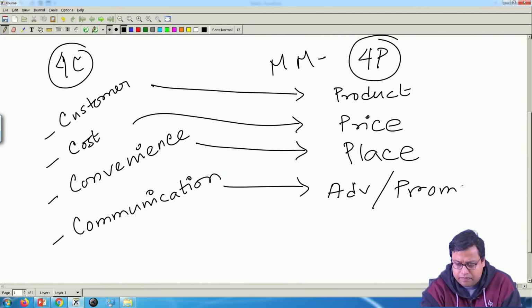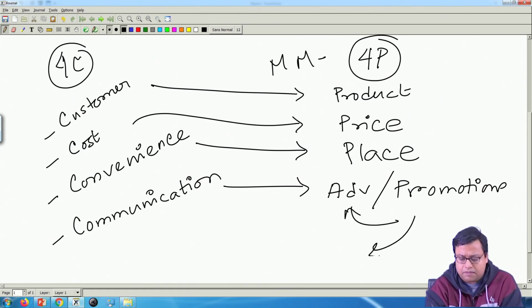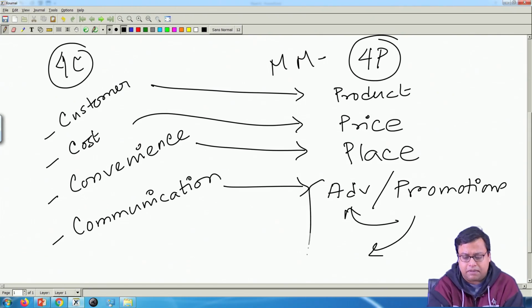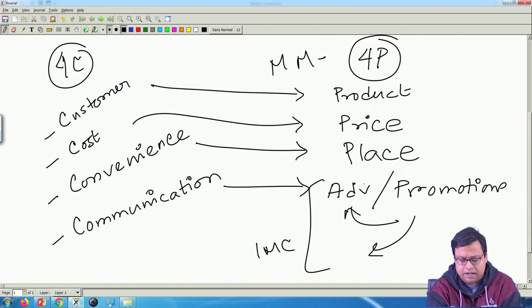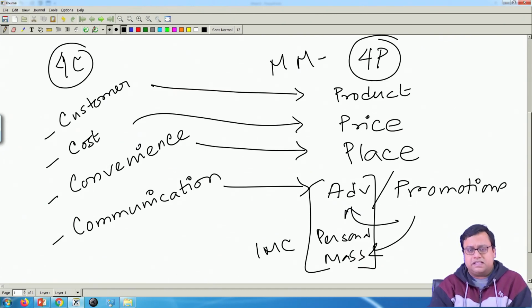Promotions will majorly include advertisements and also other types of communication. So, integrated marketing communications will come here. It can be advertisement, it can be personal communication, it can be mass communication, etc. All of these things come under promotion. So, 4P is basically product, price, place and promotion.